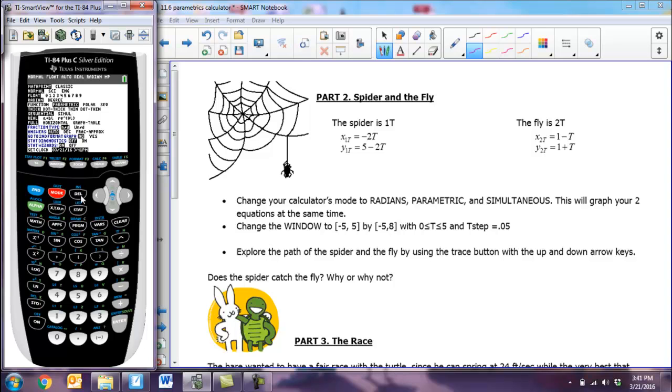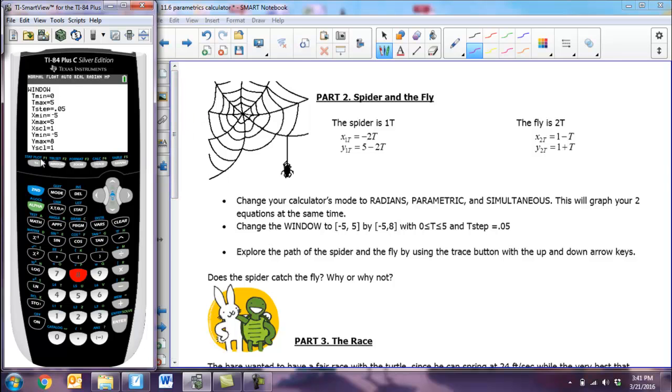And then I'm going to change my, instead of sequential, I'm going to change it to simultaneous. What that's going to do is it's going to make my equations graph at the same exact time so I can see both of them in real time. Then I'm going to change my window. And now I'm going to watch the spider and the fly and see what their motion is.